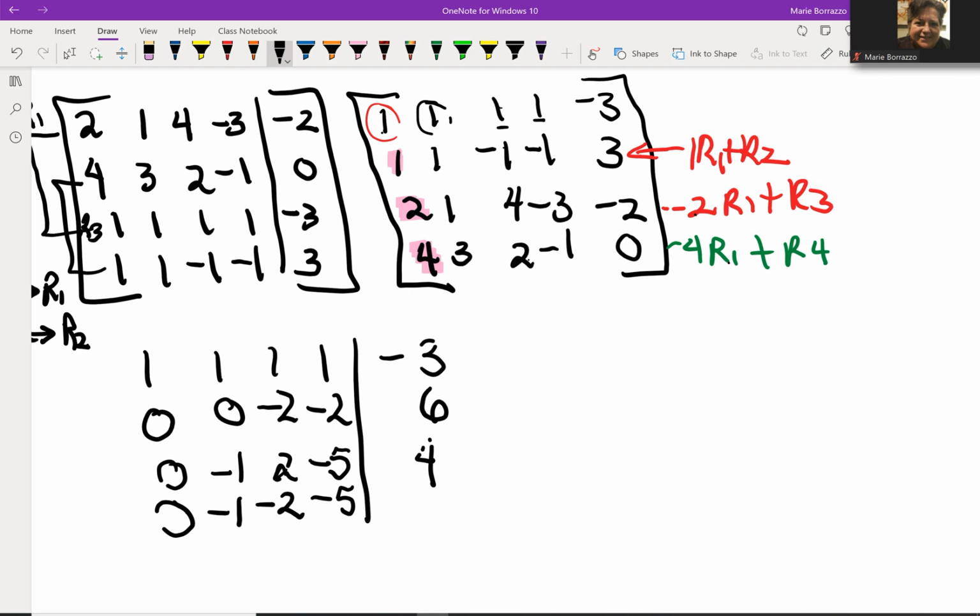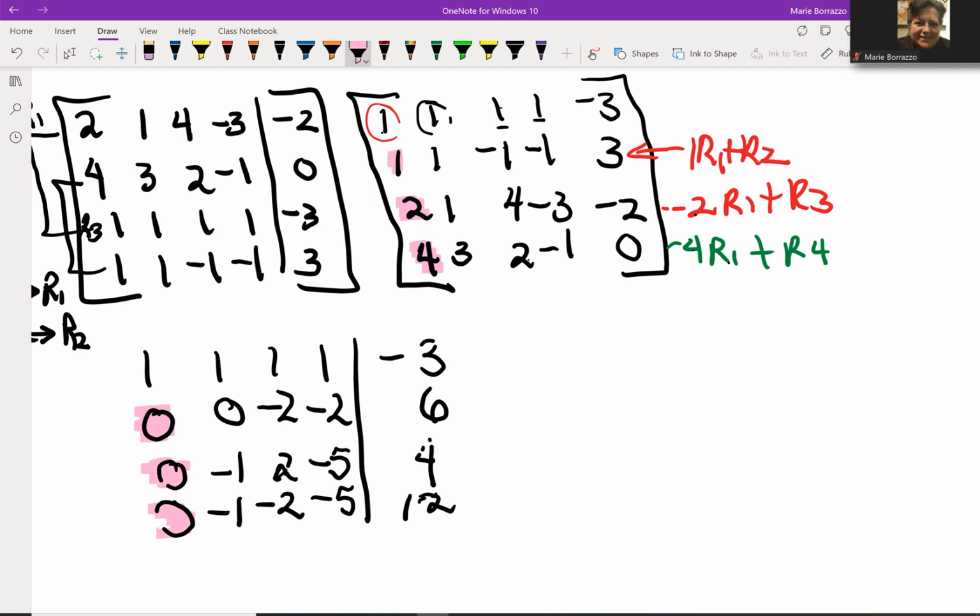That's strange. Negative 4 times row 1 is positive 12. 12 and 12 minus 0 is just 12. Okay. So this is where we are at this point. So I do have these zeros wiped out. That's good.